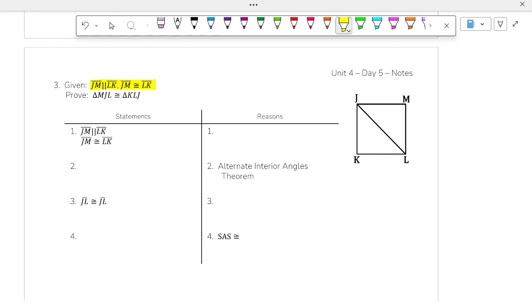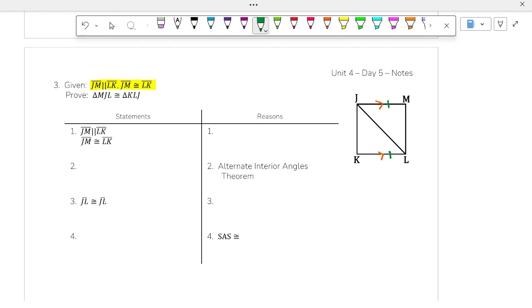So they said that JM is parallel. Remember, that's what those two little lines mean. That means parallel to LK. So these two lines are parallel to each other, so I'm going to put the little parallel arrows there. They also said that those two same segments are congruent to each other, so I'm going to put the straight line tick on there so I can also show congruence.